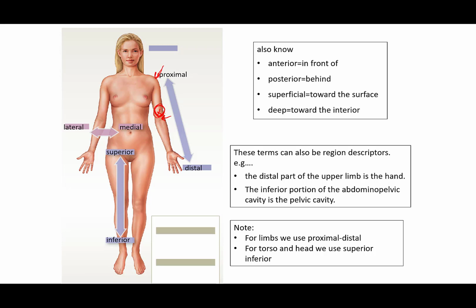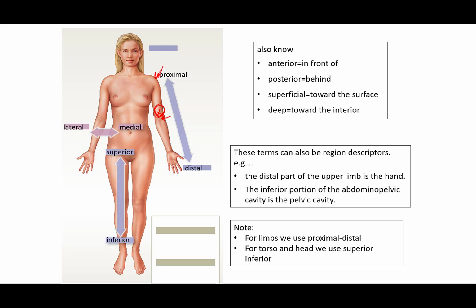There are also terms like lateral and medial. Lateral means to the side of, and medial means toward the middle. For example, your eyes are lateral to your nose, or the breast is medial to the arm, right? We also have terms like superior and inferior. Superior means above and inferior means below. For example, the nose is superior to the mouth and the eyes are inferior to the eyebrows.